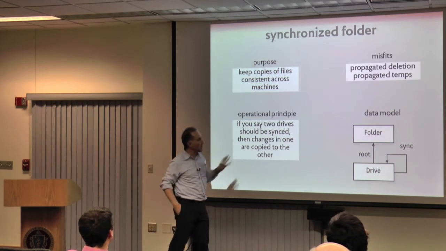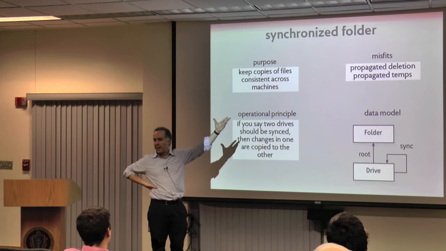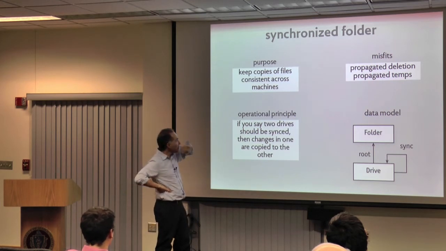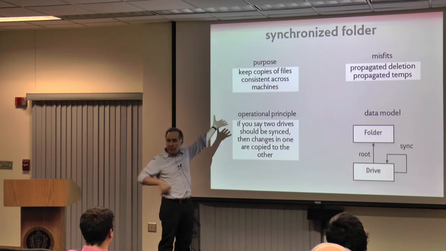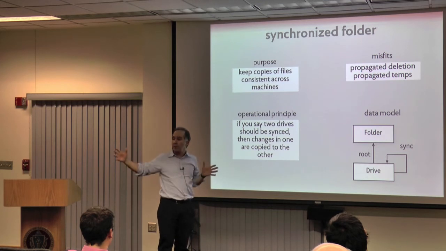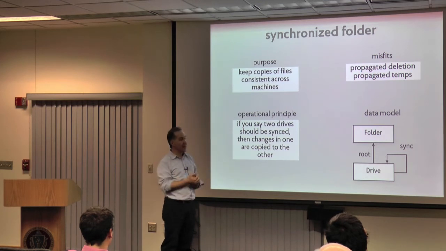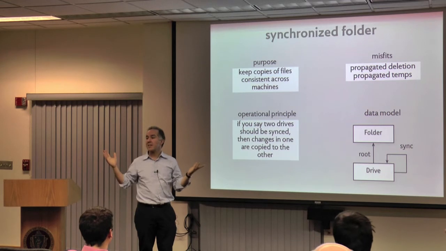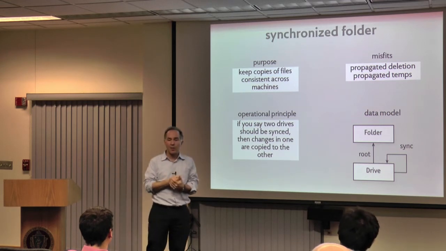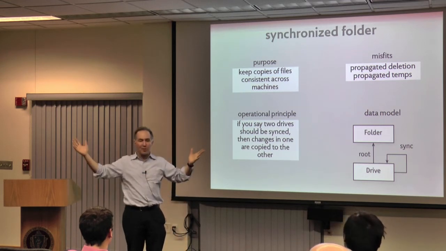We could do the same thing for a synchronized folder, which I think I want to sort of skip over the details of, but we're all familiar with this idea, right? The purpose here is very different. It's to allow you to have copies of the same file on multiple machines. And now we have new misfits, right? In particular, propagated deletion. If you accidentally delete a file on one machine, right, it's gone from all your machines, right?